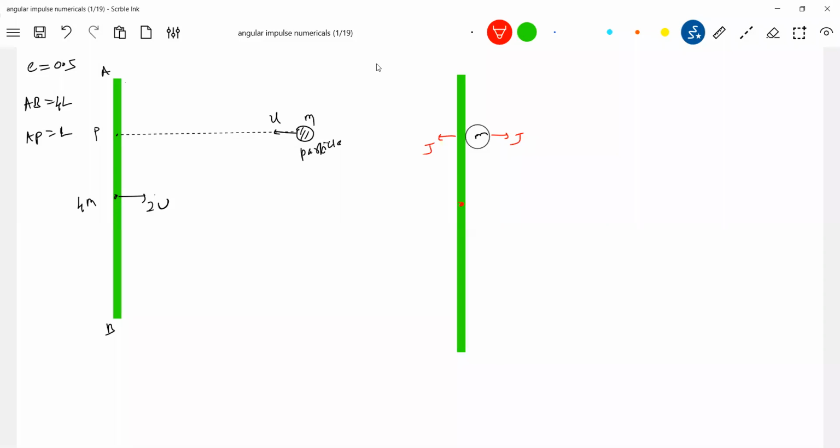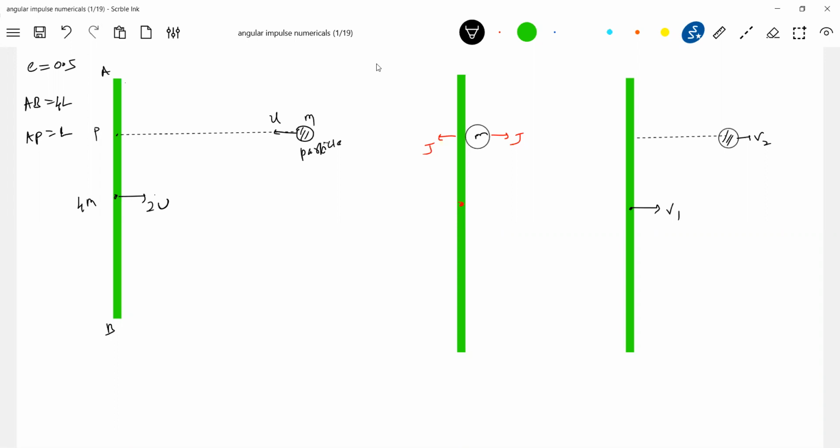What do you expect now after collision? After collision, because of the impulse acting, will the rod acquire any angular velocity? I'll give one more diagram. After collision, the ball will rebound with a speed v2, and the center of mass of the rod will have velocity v1.